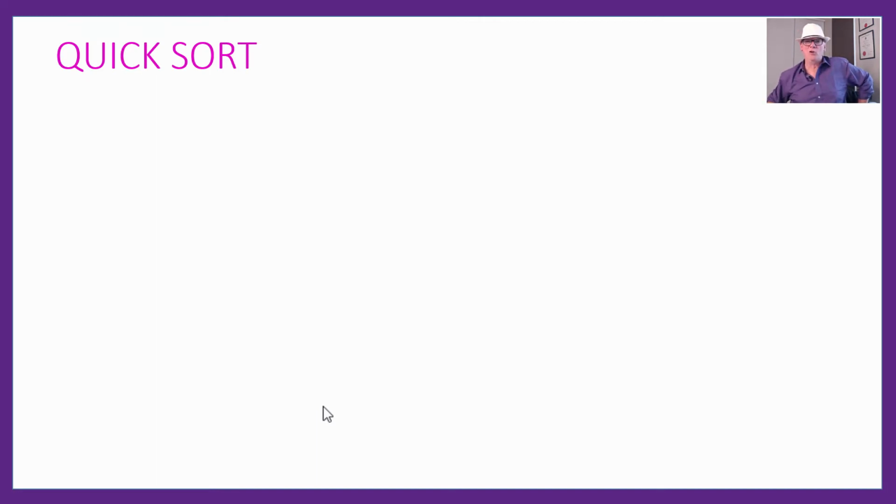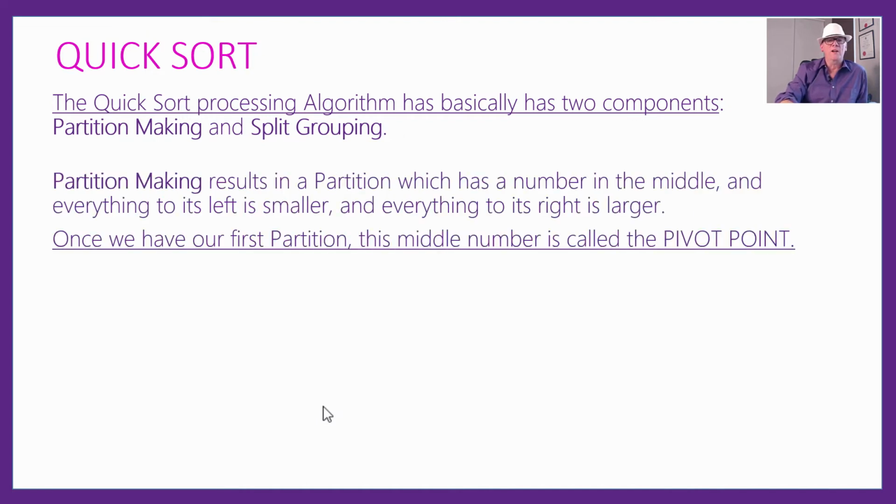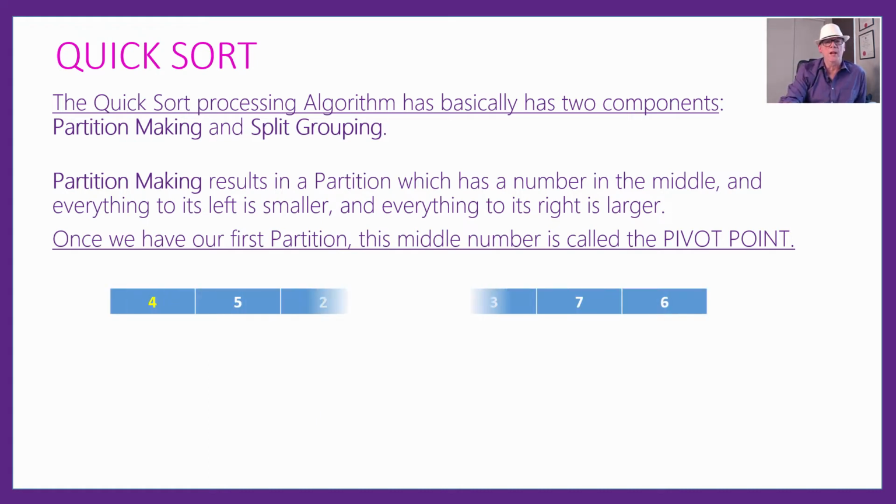So let's get on to part 2 now, where we're talking about a different algorithm called the quick sort. This basically has 2 components, partition making and split grouping. It's a little bit more complicated, but just like that Grand Prix car, it gets a lot faster the more complicated it is. So this is one which would be good for large data sets. Once we've done the first lot of partitioning, we've got this number that's somewhere around the middle, and that's called a pivot point. So we'll show you what we mean.